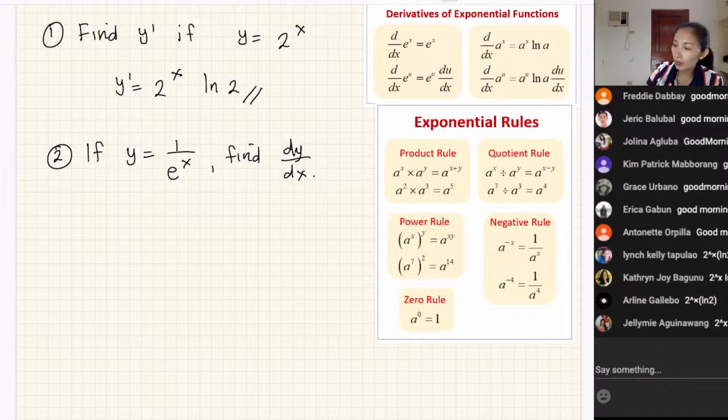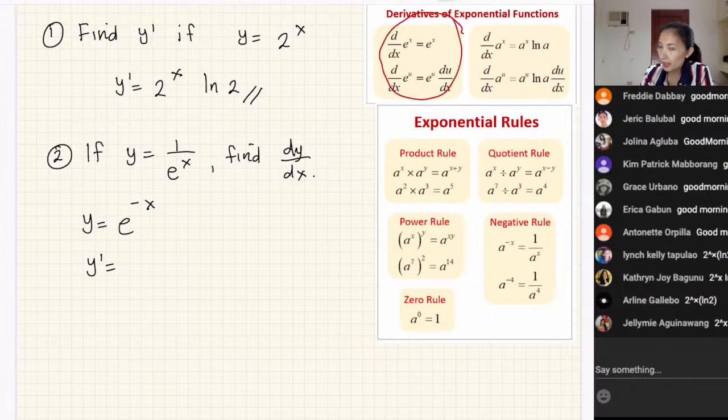So, I could rewrite the given into e raised to negative x. Okay? So, y equal to 1 over e raised to x is in fact y equal to e raised to negative x. Okay, so what is y prime? The second falls under the first because the base is e.